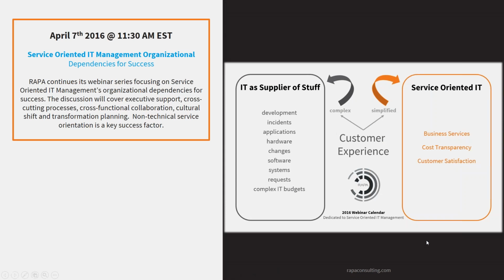So on that note, on April 7th is our next 30-minute power webinar, and we're going to be talking about the organizational dependencies for success. So we'll step away from the more technical aspects for a bit and talk about how executive support of this initiative is critical. These are multiple silos within IT that need to be broken down and come together to collaborate so that a service can be delivered and sustained and maintained and optimized. And it is a cultural shift. There's no doubt about that. So how do you go about that? That'll be our next session.